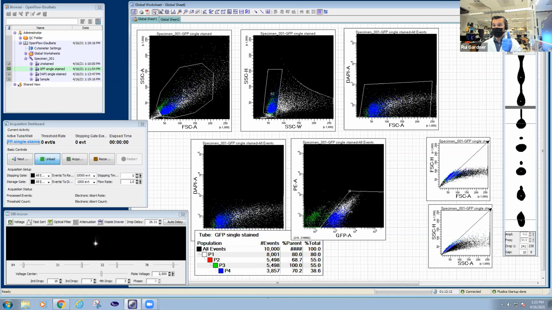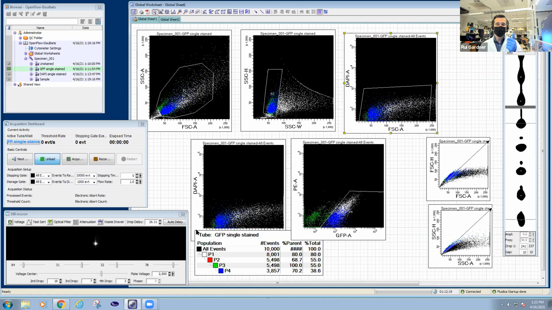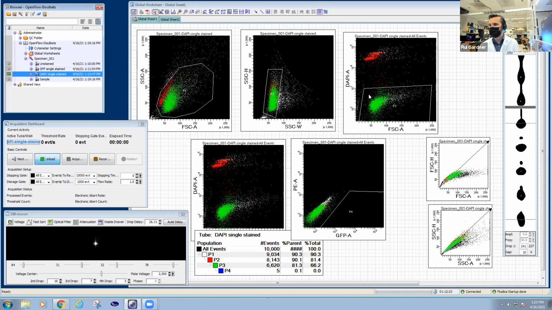So we have DAPI for live dead, as you see here. And we have GFP, right? So I'm going to the DAPI control just to make sure, and this makes sense. So we're excluding all of the positive events. And here I should be just showing what is in P1, right? So I'm going to show P1 only, right? And this makes already a bit more sense. And here I'm just going to show P2.